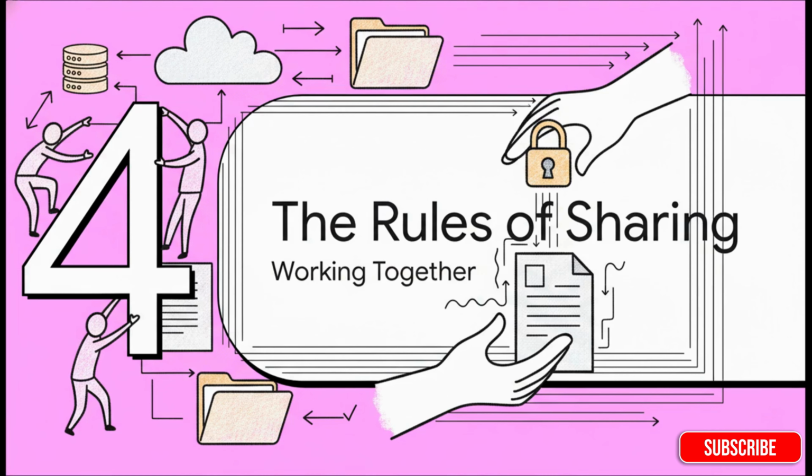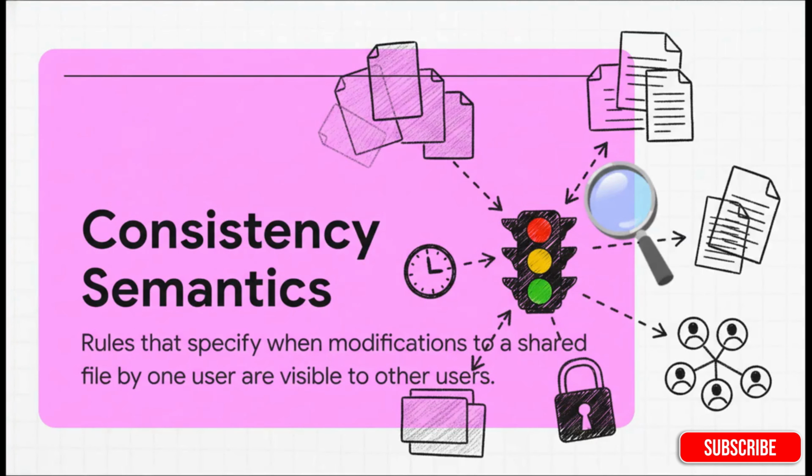So far, we've mostly been thinking about a single user on a computer, but file systems get used by lots of people at once, especially on servers. So how does the system stop two people from writing to the same file at the exact same time and completely corrupting it? Well, it needs a clear set of rules. These rules are called consistency semantics, which I know sounds really complicated. But just think of them as the traffic laws for shared data.